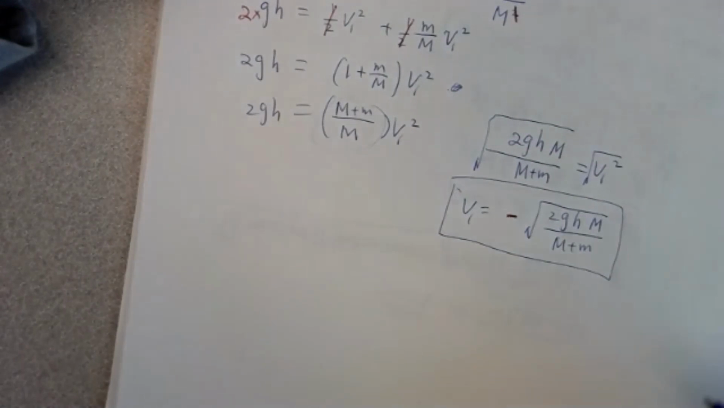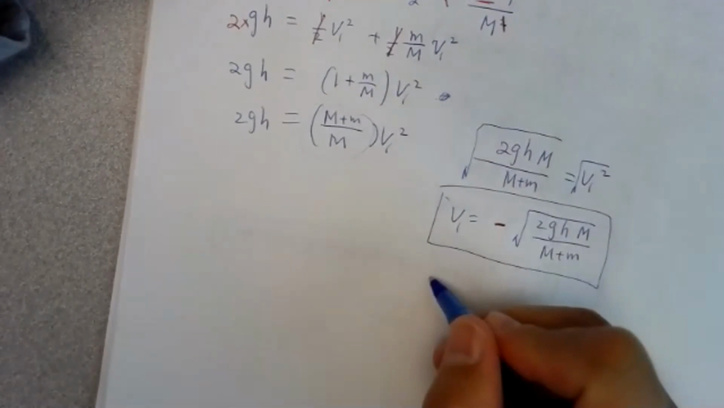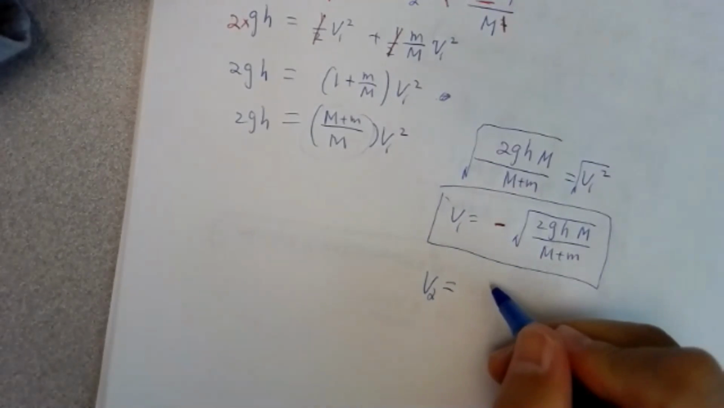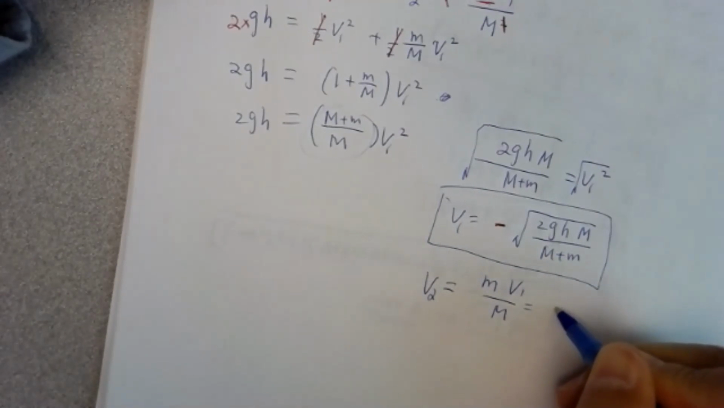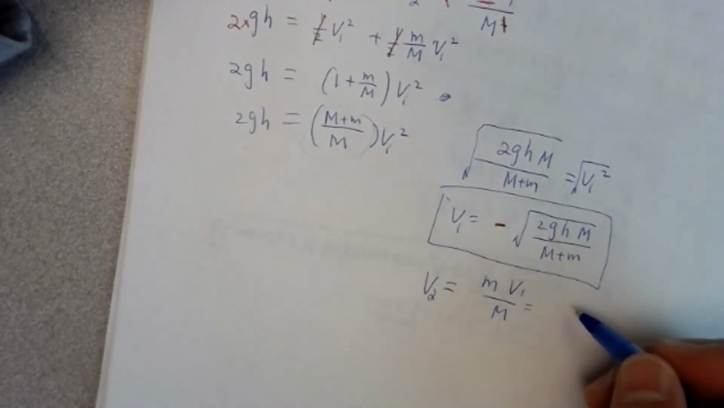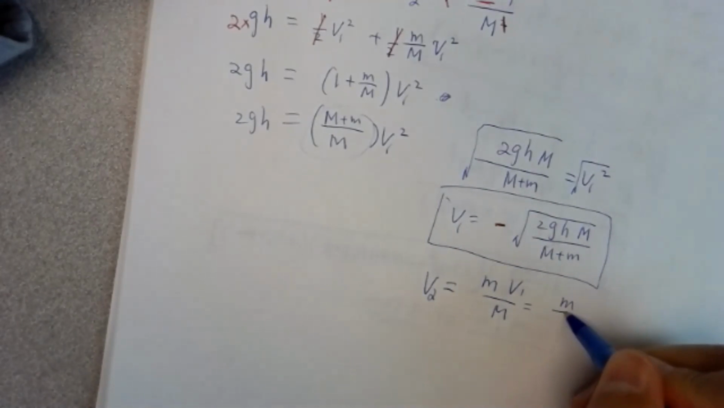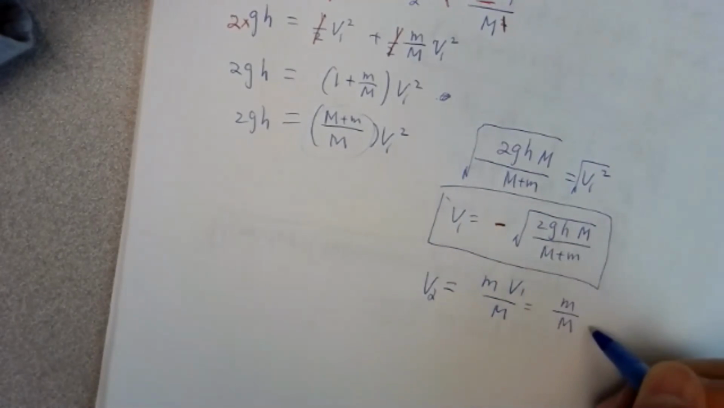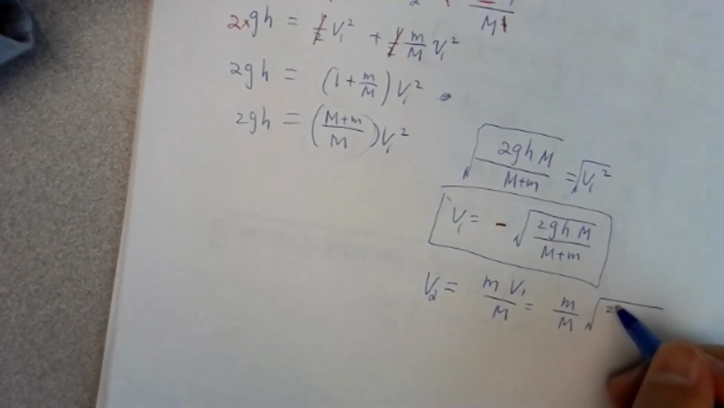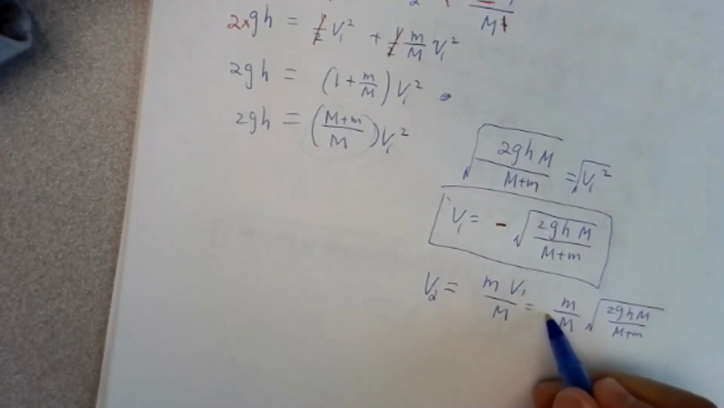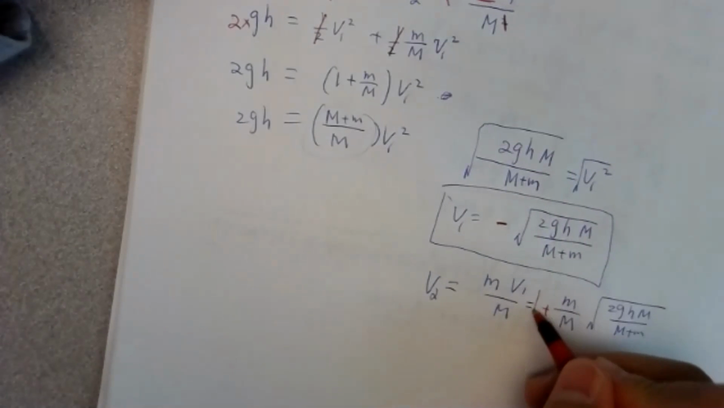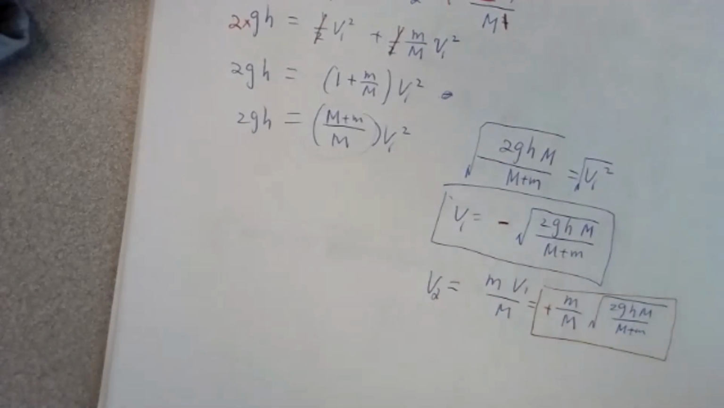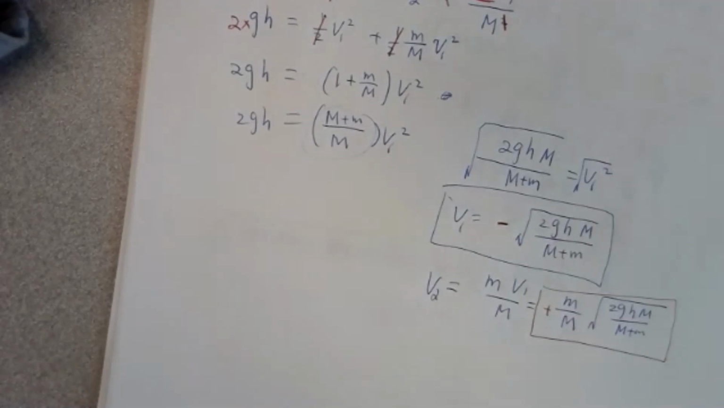All right, so once you have v1 here, then v2 can be solved. v2 is equal to m v1 divided by capital M. Okay, so equals to small m over capital M, and then for v1 you will just take the magnitude. Okay, 2gh capital M over capital M plus small m. This time it should be positive, because the ramp is going towards the right. Okay, so pay attention to the signs you got. All right.